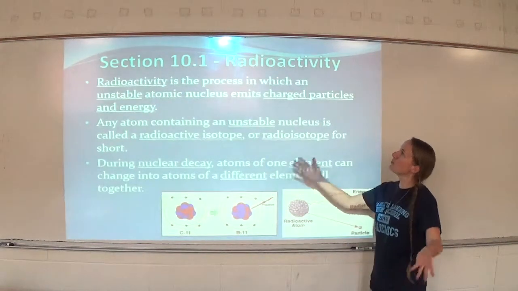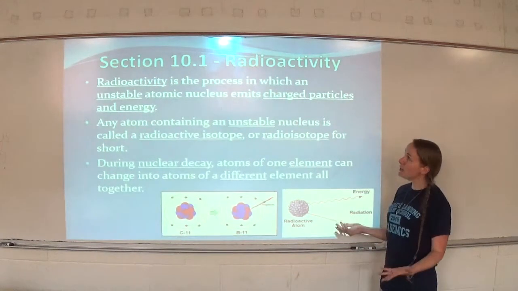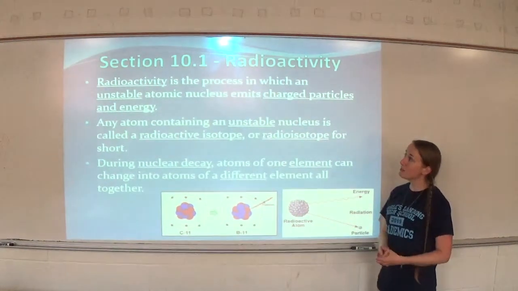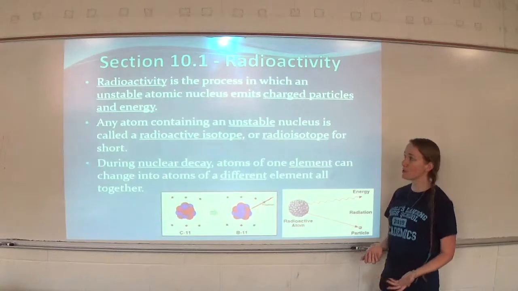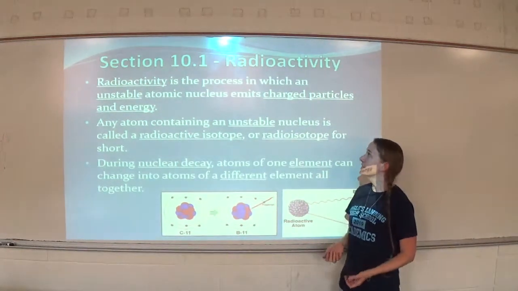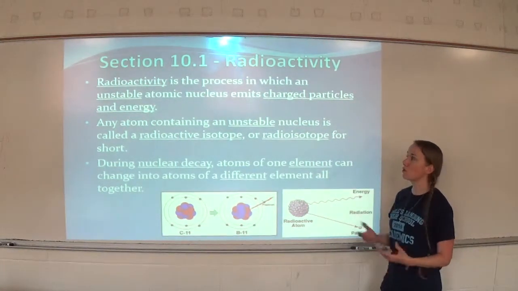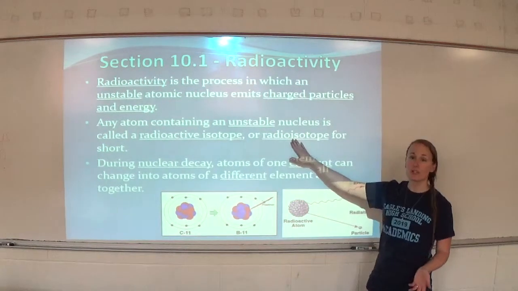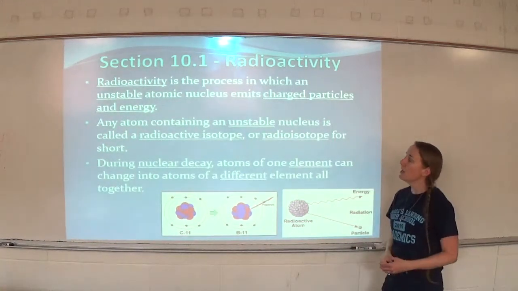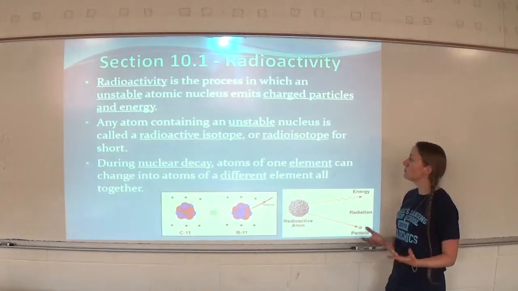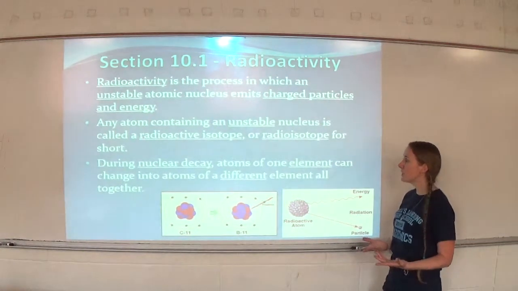So section 10.1 is on radioactivity. Radioactivity is the process in which an unstable atomic nucleus emits charged particles and energy. Any atom containing an unstable nucleus is called a radioactive isotope, or we shorten it to radioisotope for short. During nuclear decay, atoms of one element can change into atoms of a different element altogether.